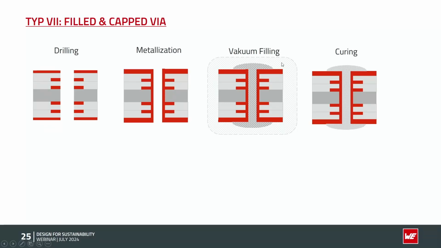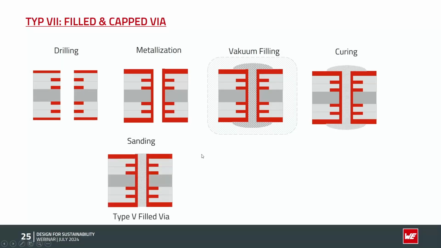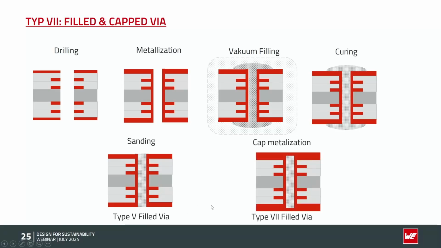Then we go into a via filling process where we have a vacuum chamber, suck out all the air, fill this extra resin into the via, cure it in an oven, and afterwards we have this residue on the surface and we have to sand away the residues. And then the Type 5 via is done, and if you want to have a Type 7 via, we have to add an additional metallization to close the lid and make a cap.